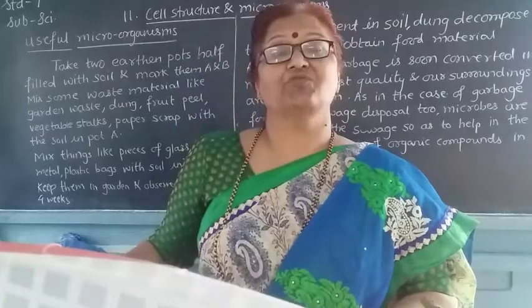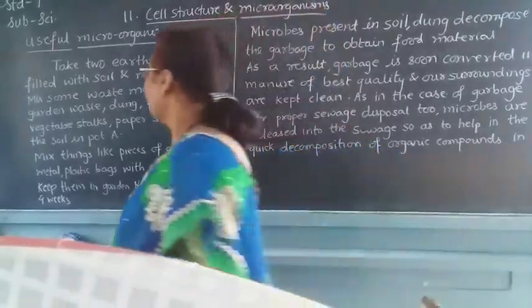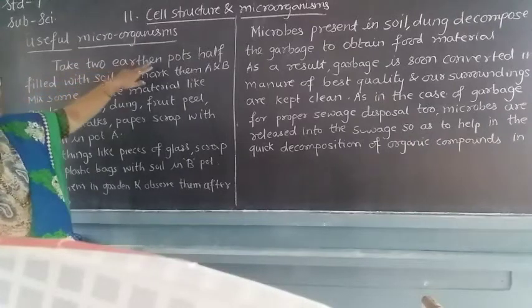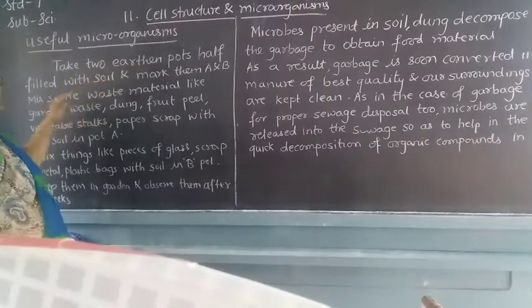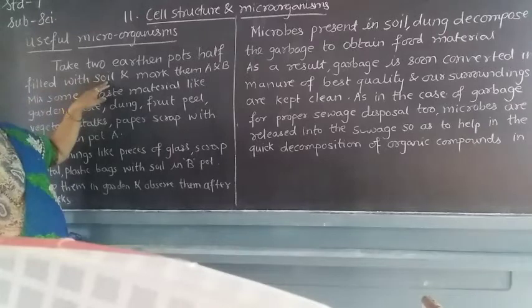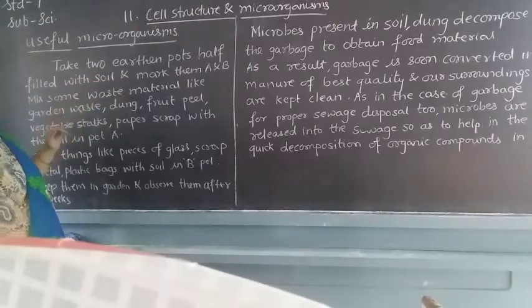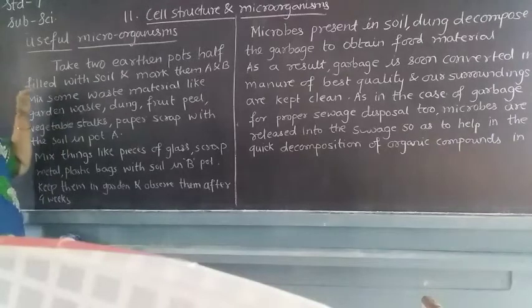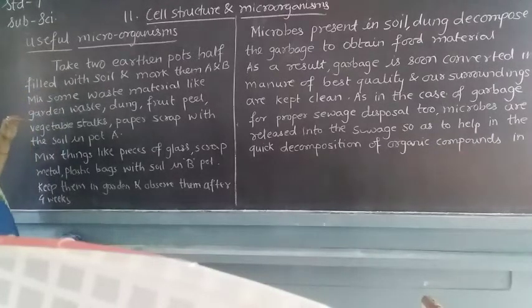Here you have to do one activity. What activity do you have to do? See here. Take two earthen pots. You have to take two earthen pots half filled with soil and mark them A and B.